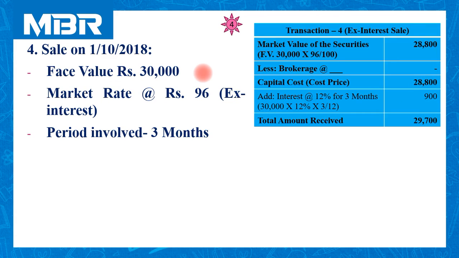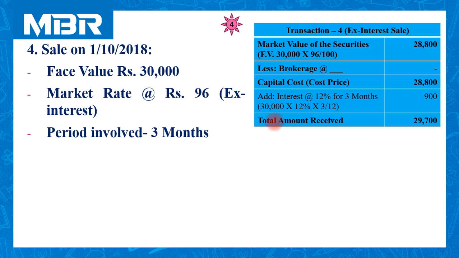We need to add the amount of interest accrued on the security of rupees 30,000 at the rate of 12% for the period of 3 months. That is rupees 900. So total amount received, because it is a sell transaction, so we are receiving the amount from the buyer because we are the seller. I don't want to explain the calculation of all these amounts step by step because we have discussed it in detail in earlier lectures. Our core purpose is not to revise this.